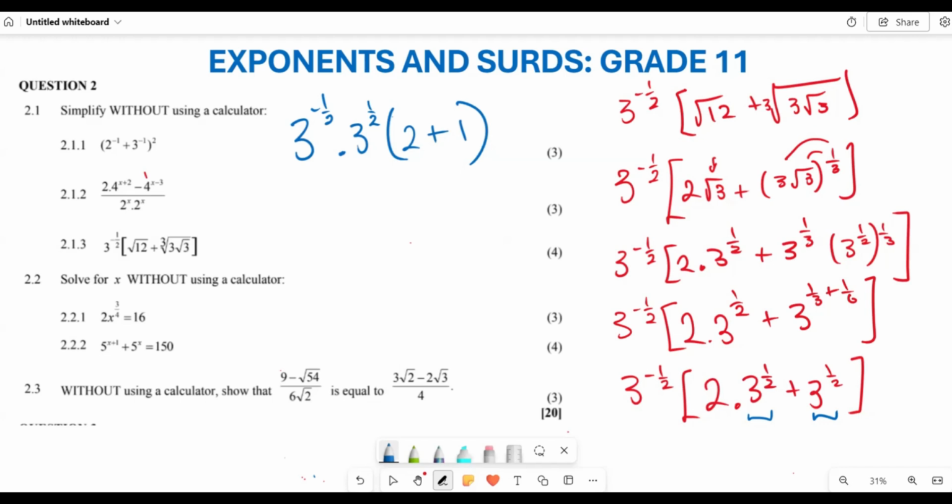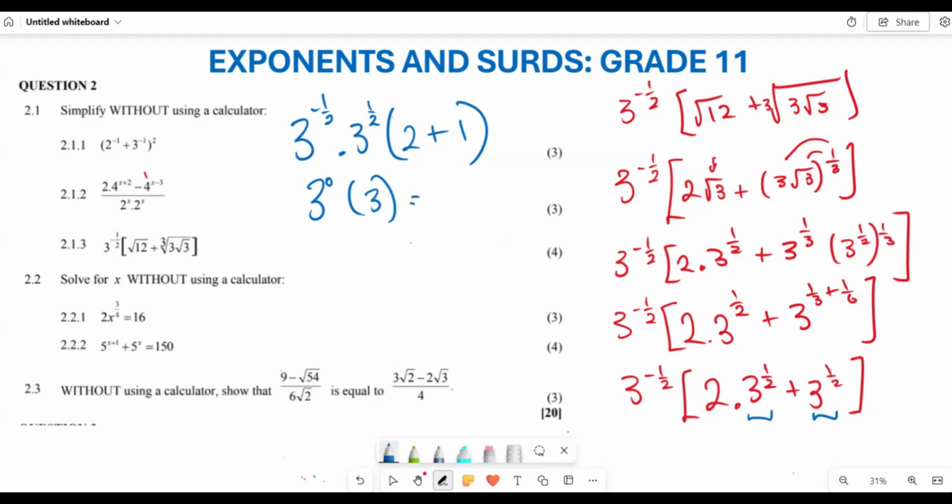And then what is it that I'm going to have from here? Now from here, can you see that this is 3 to the power of negative 1 over 2 multiplied by 3 to the power of negative 1 over 2, right? And these signs are opposite, right? So when you multiply powers of the same base, you add the exponents. This means this is going to be the same as 3 to the power of 0 multiplied by what is 2 plus 3. This is going to be the same as 3.